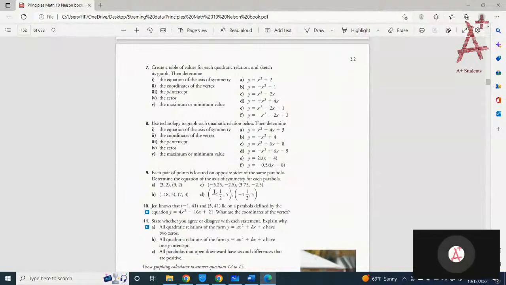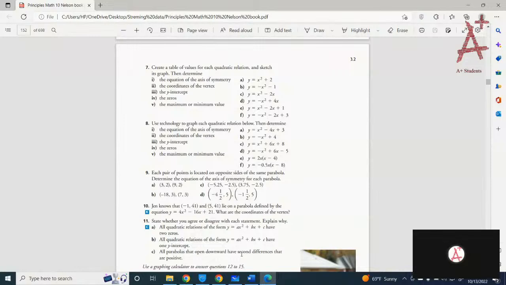Create a table of values for each quadratic relation and sketch the graph, and then determine the equation of the axis of symmetry, the coordinates of the vertex, the y-intercepts, the zeros, and the maximum and minimum value. Now you're given the equations for questions 7 and 8. I'm going to start with one, and then you have to find the rest of the values. Let's start with question 7a. Now you are not given the graph. You have to plot the graph by yourself.